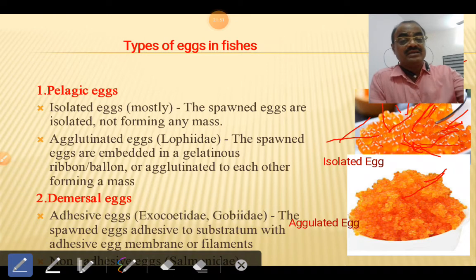Second, that is called the demersal eggs. Demersal, according to the position of eggs in the water. The demersal eggs are found at the bottom of the sea.